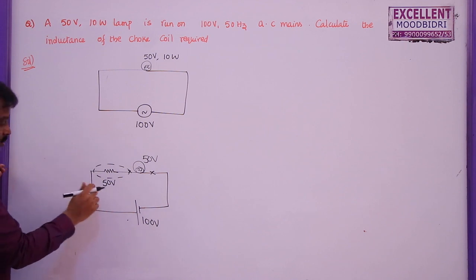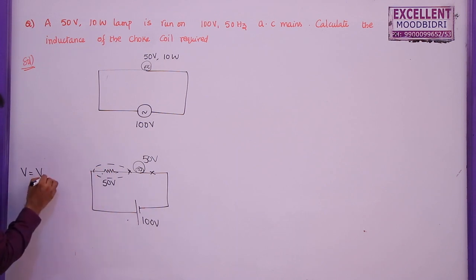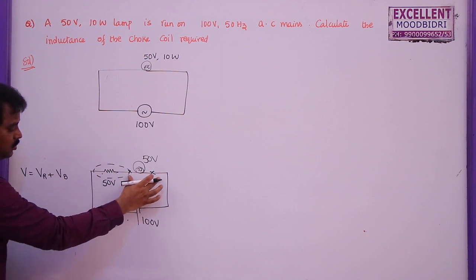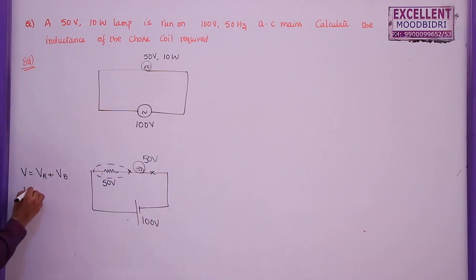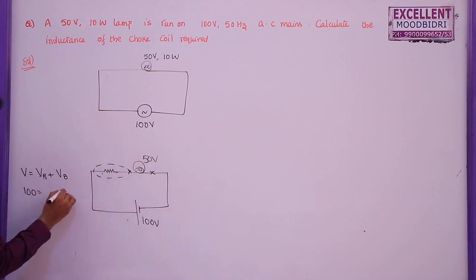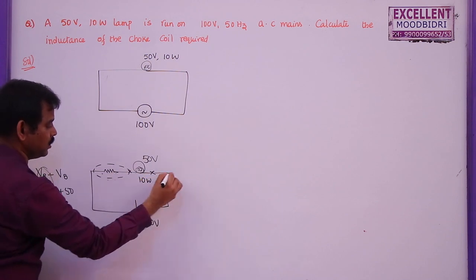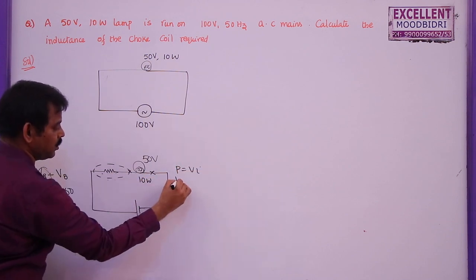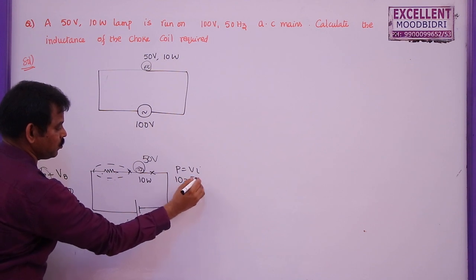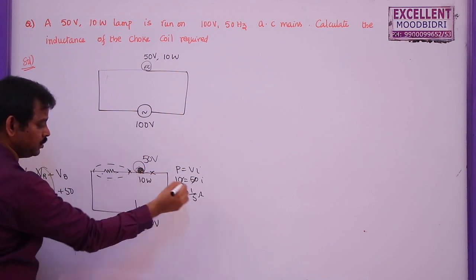Because in a DC circuit, the total voltage of the battery is equal to the voltage drop across the resistor plus the voltage drop across the bulb. So this is 100. The voltage across the resistor is unknown here, but in the problem the voltage across the bulb is given as 50, so this value will become 50. Then, using the power, as it is 100 watts, we know that power P is equal to VI. 100 watts is equal to 50 into I, so I is equal to 2 amperes. So the current passing through the bulb is 2 amperes.